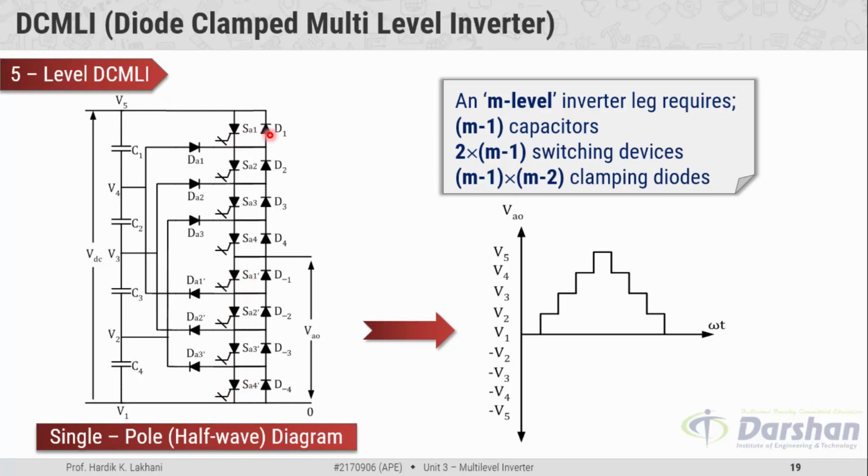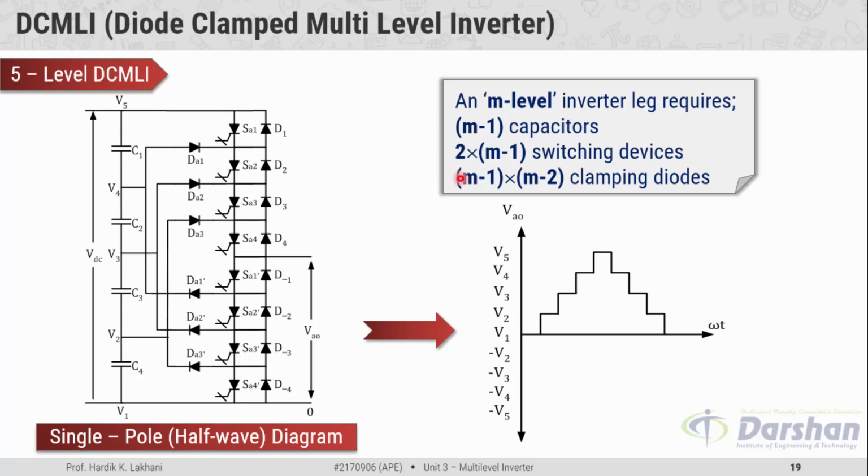Each device has one diode. This diode is known as the main diode, and main diodes are connected in anti-parallel with the switching devices. As far as the number of clamping diodes is concerned, we have to use this expression.